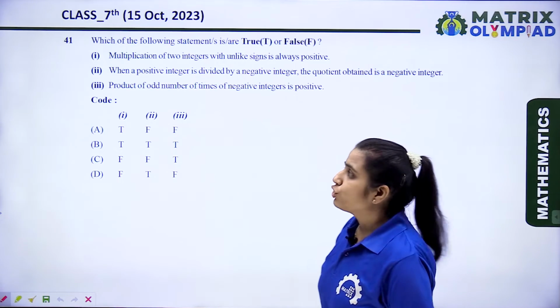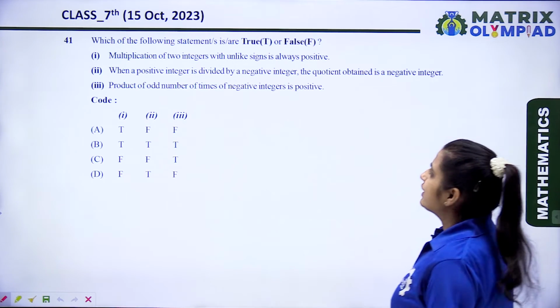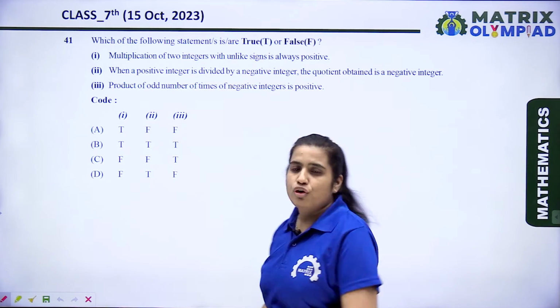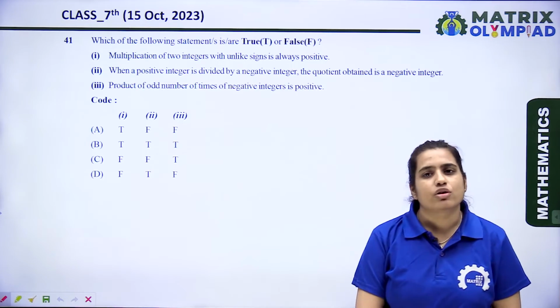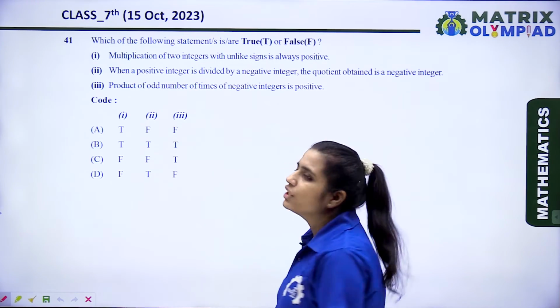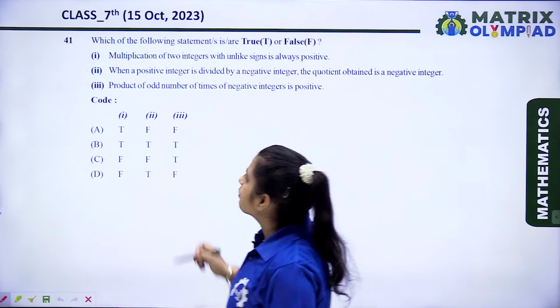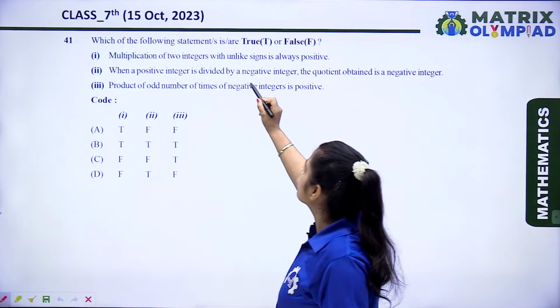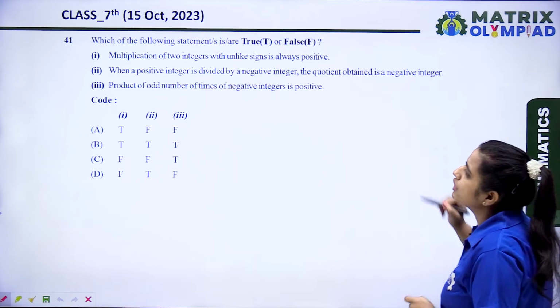Now the next question is question number 41. Which of the following statements are true or false? हमें बताना है कौन सी statement true है, कौन सी statement false है. तीन statement हमारे पास हैं. Let's begin with the first statement. Now the first statement is multiplication of two integers with unlike sign are always positive.